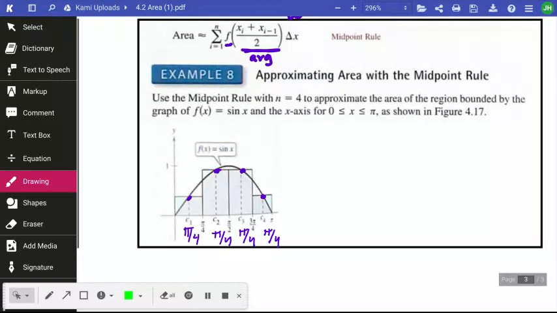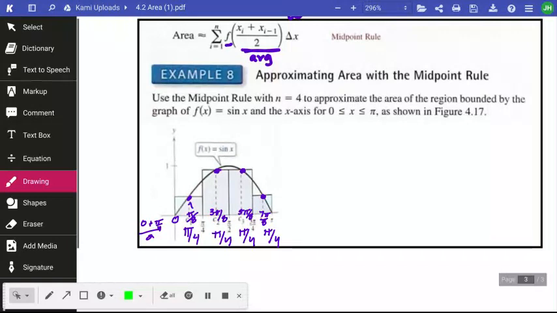Okay, so if we look, you're basically going to be averaging 0 and pi over 4 to get the base of this first one. So I would do 0 plus pi over 4, and divide it by 2. So we will use x as pi over 8 to get the height of this one. Okay, and then you would average pi over 2 and pi over 4, and you would get 3 pi over 8 for this x value. And then you get 5 pi over 8 by averaging pi over 2 and 3 pi over 4, and you get 7 pi over 8 by averaging pi and 3 pi over 4.